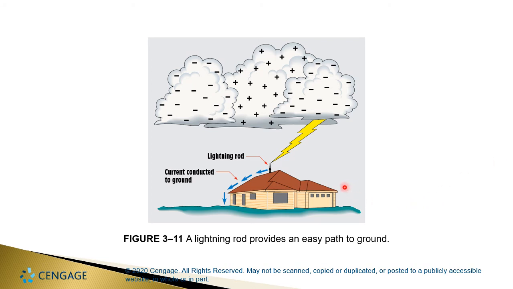Now, of course, we don't want our homes to be hit with lightning. The higher something is, the easier it is to be hit by lightning. So many buildings are equipped with a lightning rod or other form of lightning protection designed to take that strike and carry it to the ground instead of having it pass through the building itself.